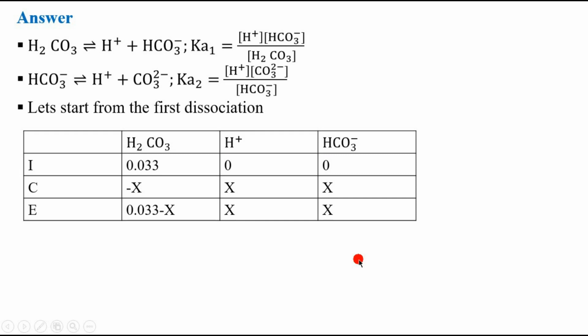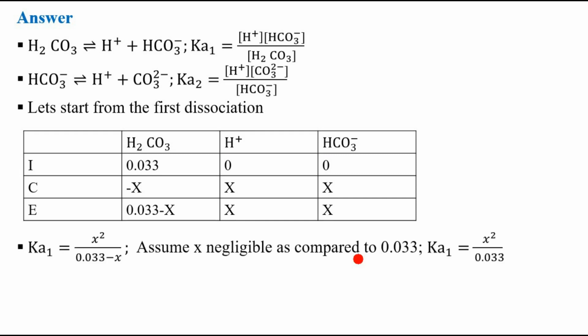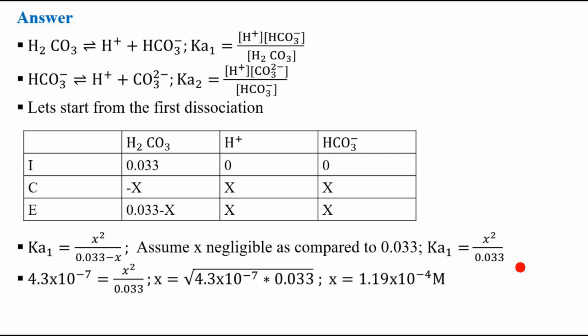Then we can calculate the equilibrium constant, Ka1, which is equal to X times X, equal to X squared over the reactant, 0.033 minus X. We can assume that this X is negligible compared to 0.033. If we assume X is negligible, we neglect this X, and then Ka1 is equal to X squared over 0.033. Of course, when we use this assumption, you need to verify whether the assumption is valid by calculating the percentage dissociation.